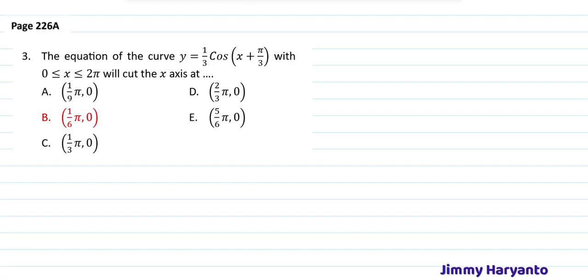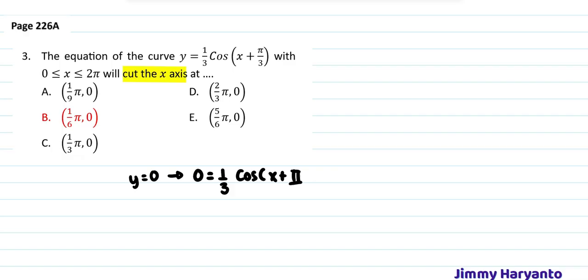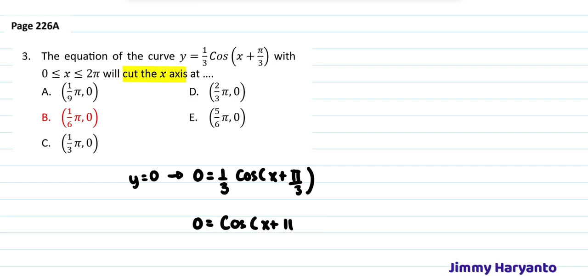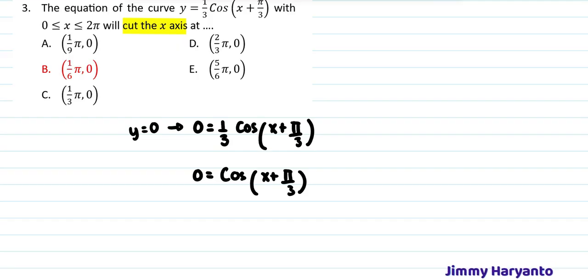Next is question 3. For question 3, the keyword is cut the x-axis. Cut the x-axis means y equals to 0. You already learned this in the previous grade. Even from junior high school, you already know this. So I will change the y into 0, equals to 1 over 3 cos of x plus pi over 3. And then I move the 1 over 3, it becomes 0 divided by 1 over 3. So you have this. And then I will move the cos. The cos will become cos inverse. So cos inverse of 0 equals to x plus pi over 3.